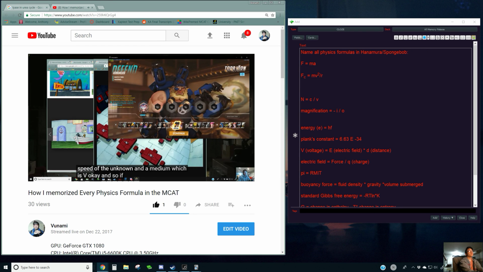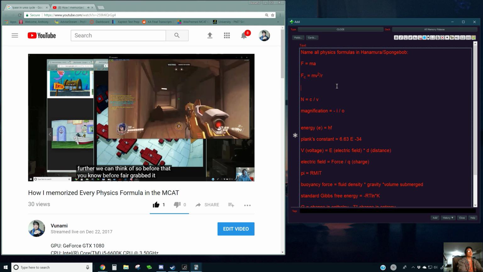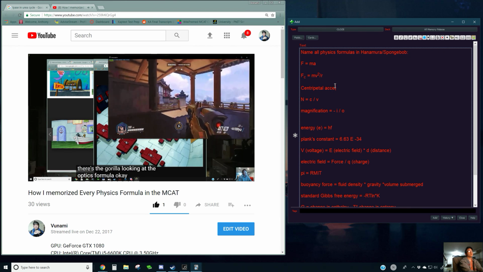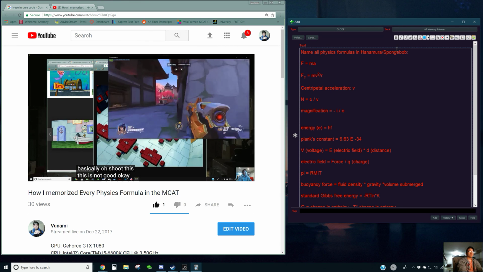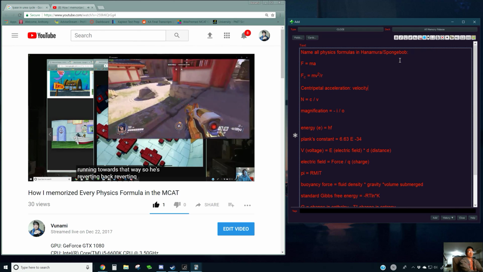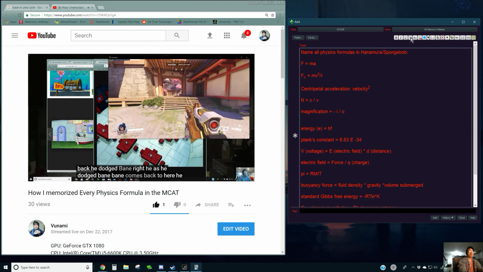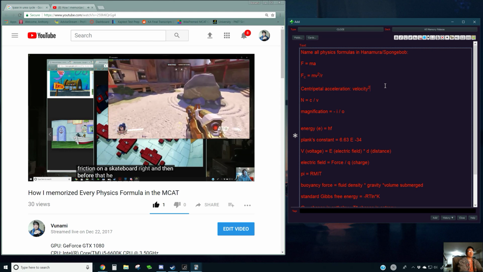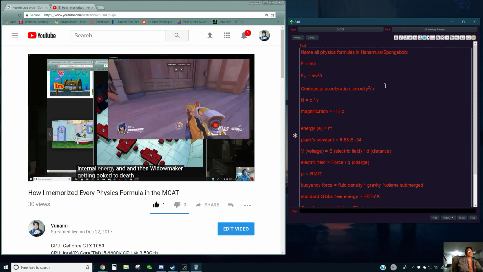Okay. And so if we go even further, before Pharaoh grabbed it, and before the index of refraction, I think after the index of refraction, between that, there's the gorilla looking at the optics term. Okay. And before that, basically, oh shoot, it's not good. Okay. So Symmetra was running towards that way, so very bad. He dodged Bane, right? As he dodged Bane, Bane comes back to here. He did some elastic collision with Superman. But before that, he was doing a static push on the skateboard, right? And then before that, he was unleashing his powers, right? All that power formula and internal energy, and then getting poked to death, right?